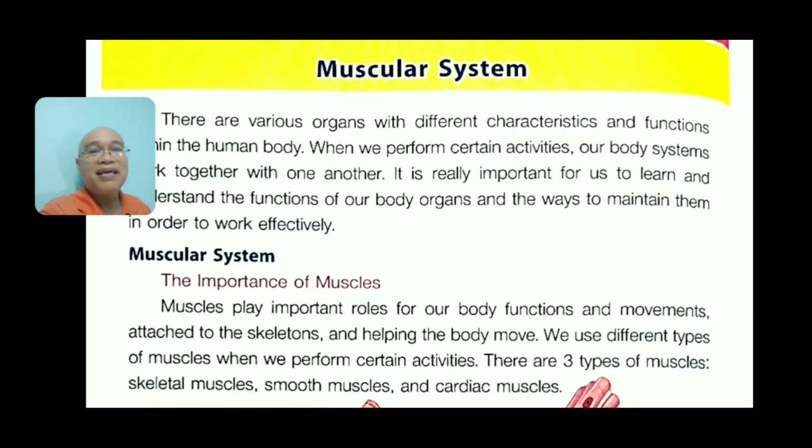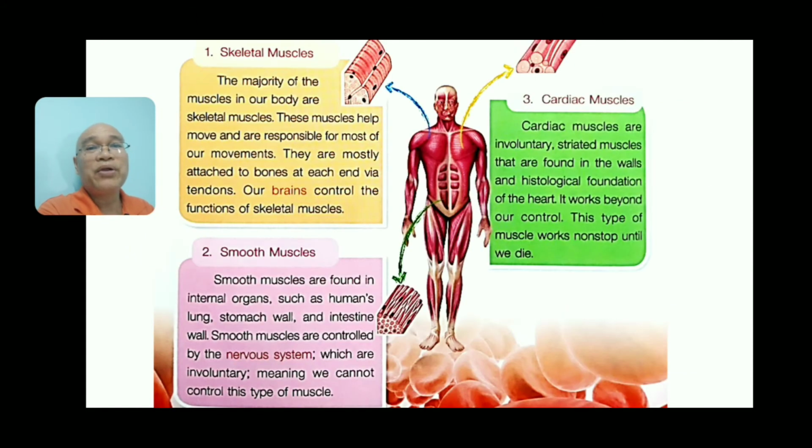Muscles play important roles for our body functions and movements, attached to the skeletons and helping the body move, all right? We use different types of muscles when we perform certain activities. There are 3 types of muscles: skeletal muscles, smooth muscles, and cardiac muscles. In other words, without the muscles, we cannot move pretty well. So it is very important.